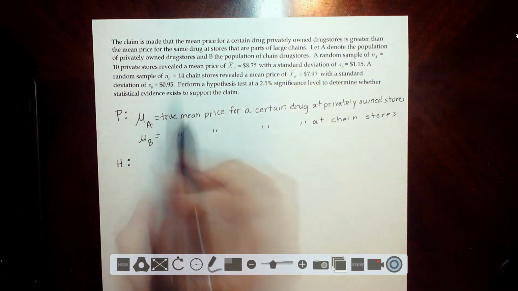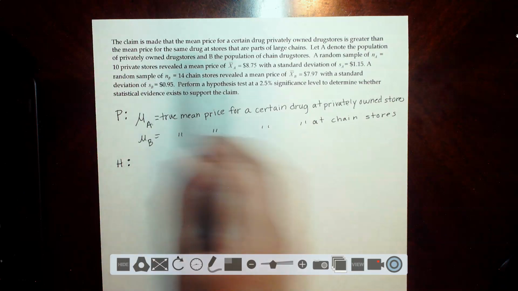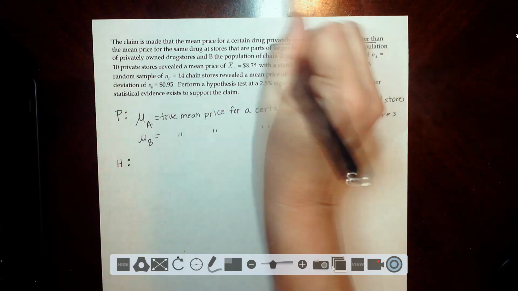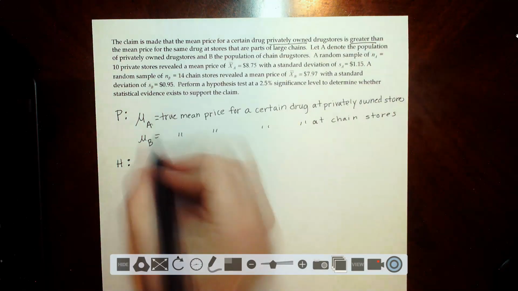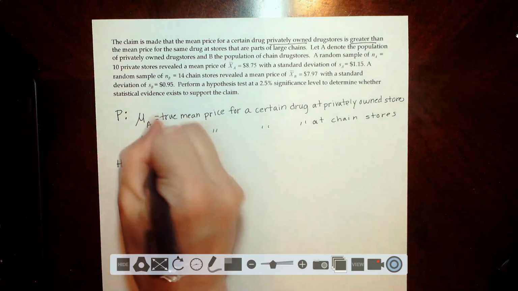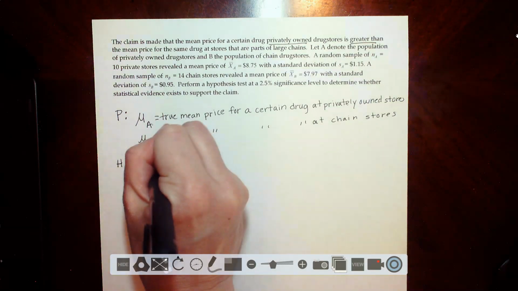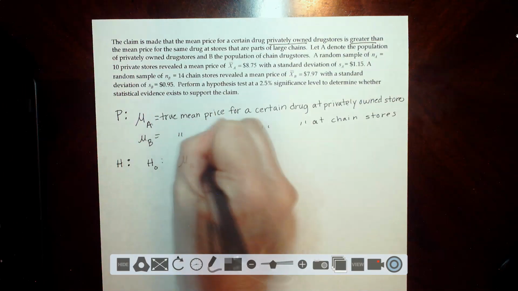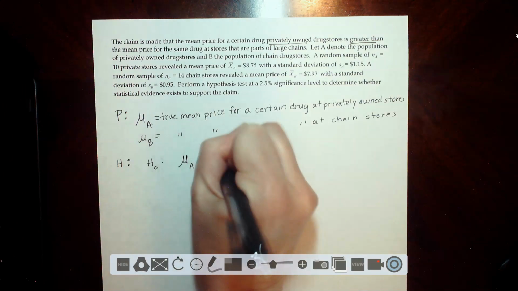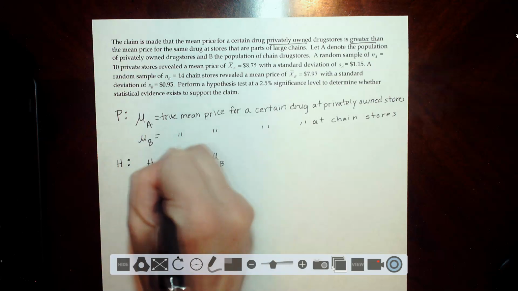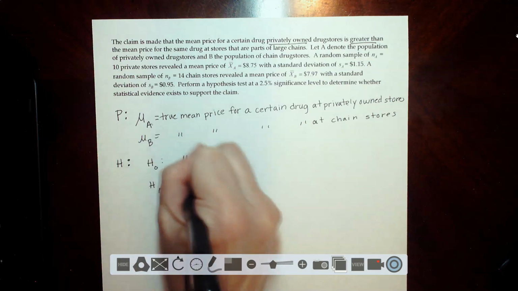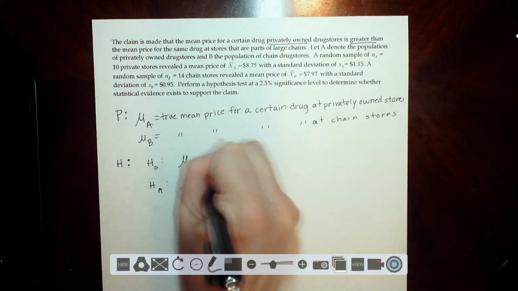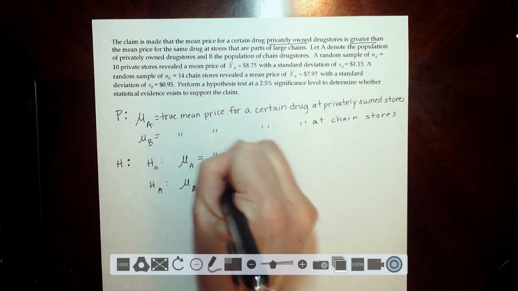So for H, right here you can say greater than. So they're saying that private is greater than chain. So A was private and chain. So my H0 in this case, they're saying that's always going to be equal to, not equal to. But then my HA, then A, be equal to.